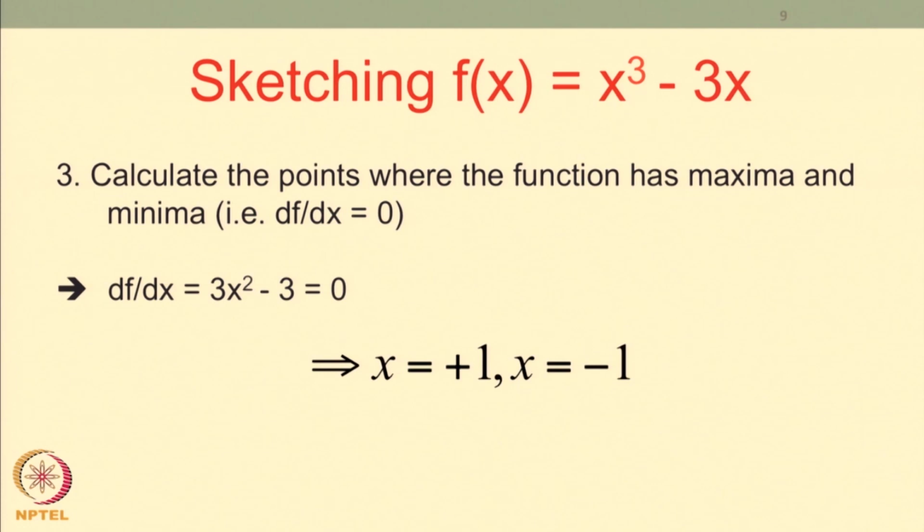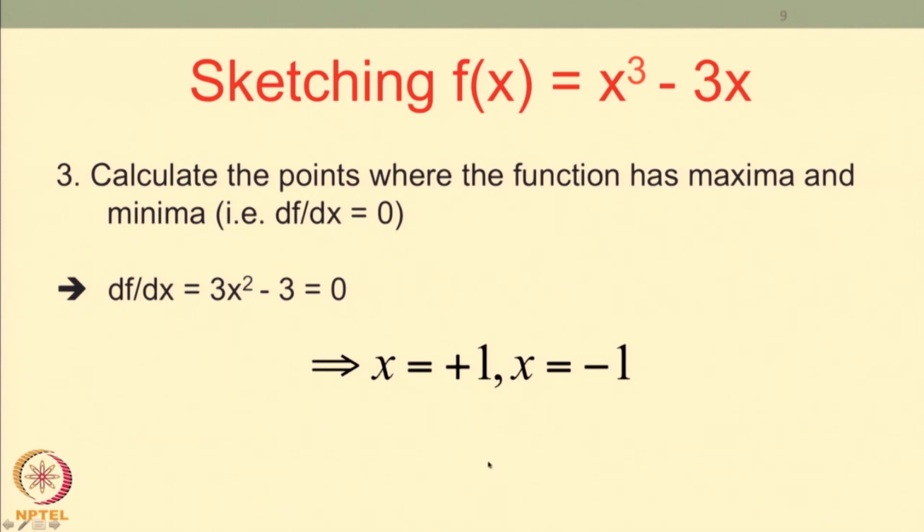Now you can calculate the first derivative. The first derivative df by dx is equal to 0. The first derivative is 3x square minus 3 equal to 0, and you equate this to 0 and solve for x, and you will find that x is equal to plus 1 and minus 1 are the 2 points. This is 0, that means at these 2 points the function will turn.